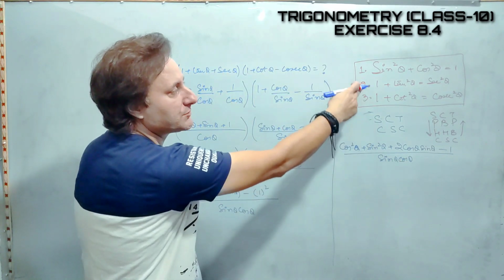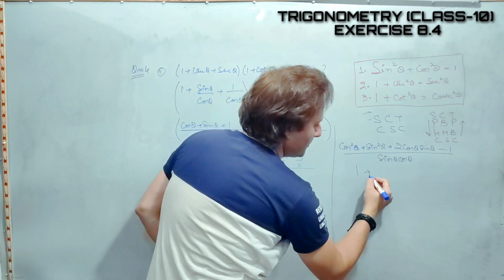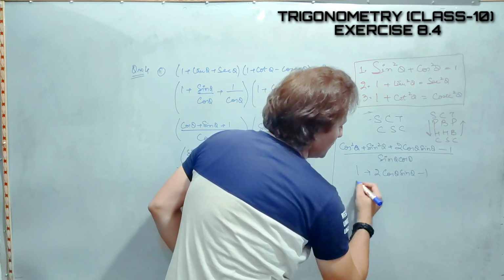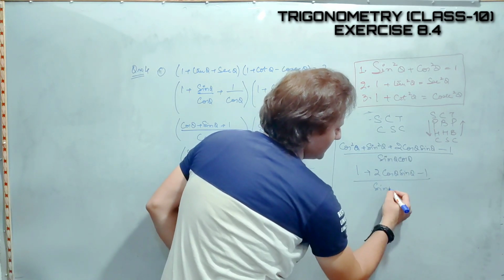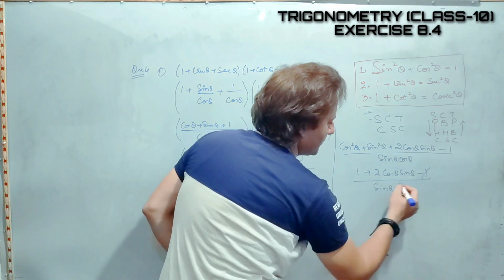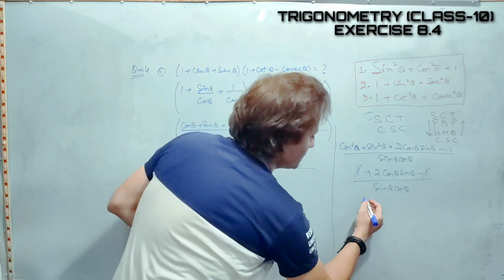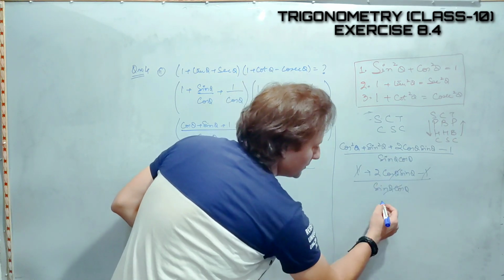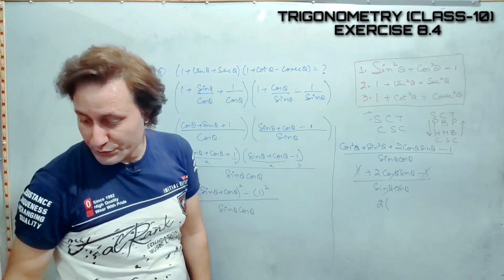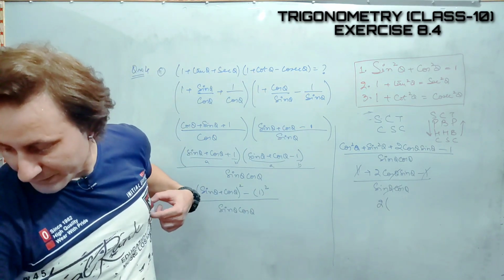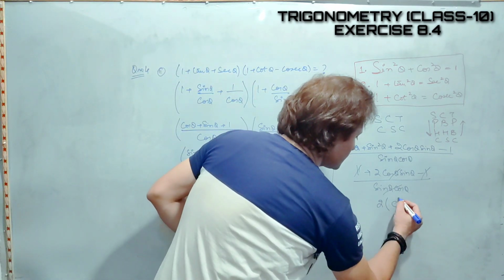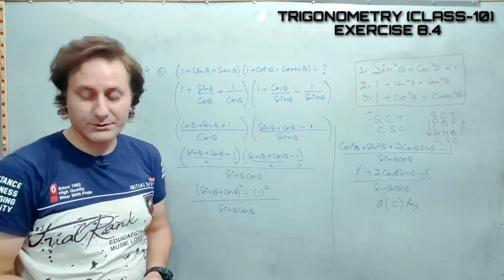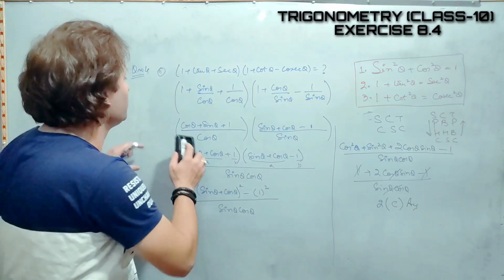Sine square theta plus cos square theta, we know that is 1, plus 2 cos theta sine theta minus 1, divided by sine theta cos theta. Positive, negative gone. We have twice cos theta sine theta divided by sine theta cos theta, so this is gone. So the answer is 2, and it is part number C, that is the C answer. Clear, guys? Wonderful, great. So let's move to part number 3.